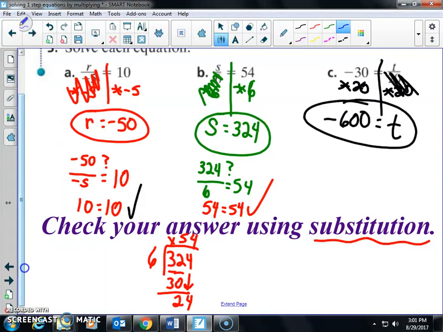Again, I'm going to substitute super quick. I'm going to rewrite the problem. Negative 30, I hope will equal, let's see, it was a t on top. I think t is negative 600. And there was a 20 on the bottom.